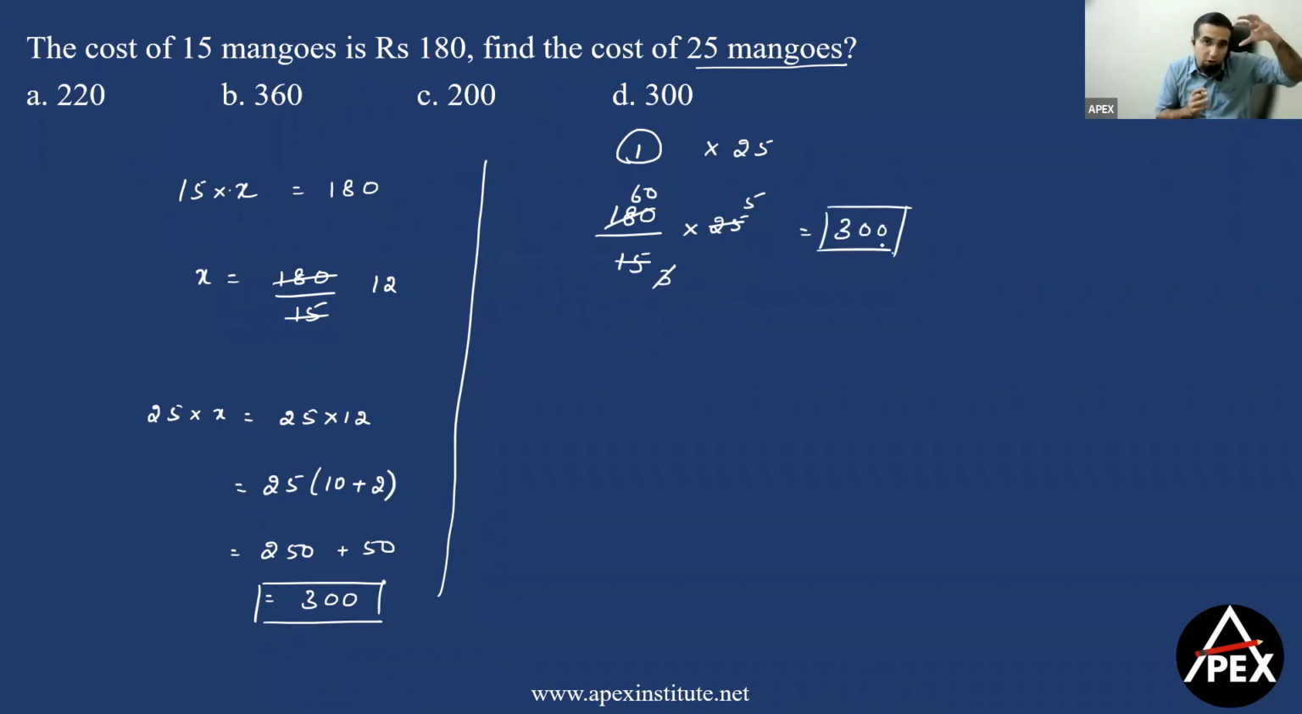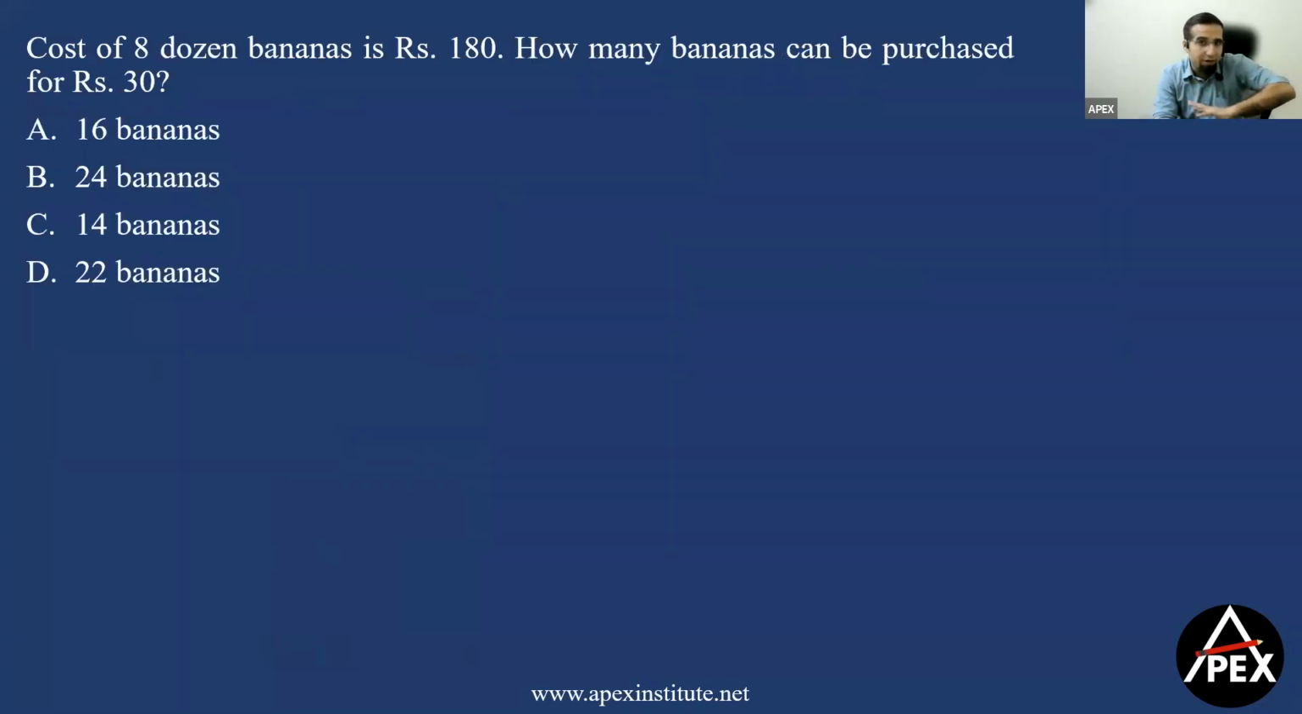Clear? So pretty simple. Total cost by number of articles will give you the cost of one article. Cost of one article into a certain number of articles will give you the total cost. Clear, guys? By now, I hope you are comfortable with this process. Let's do one more question. Cost of 8 dozen bananas. Each dozen has how many? What is the value of each dozen? That is 12. So if the cost of each banana is B, we are buying 8 into 12 bananas. That is 96 bananas. Into B becomes 180. So from here, the value of B would be how much, guys?